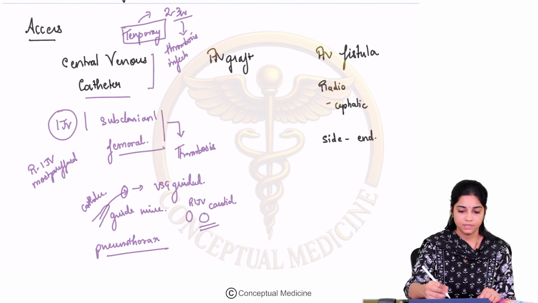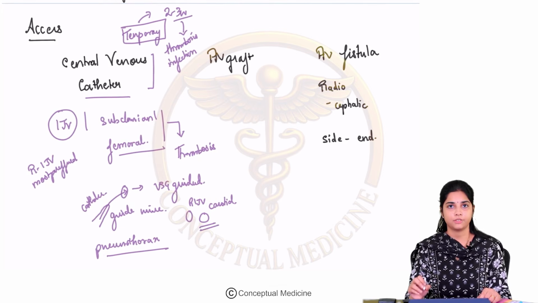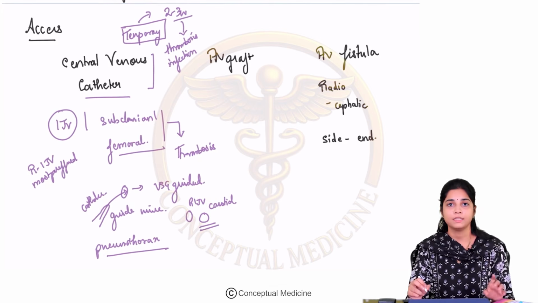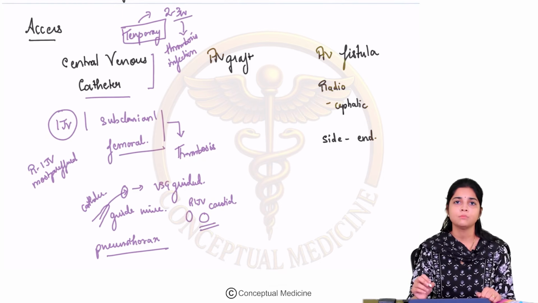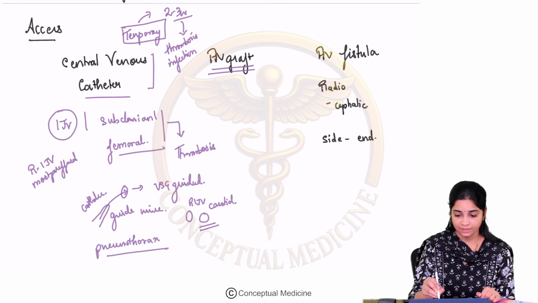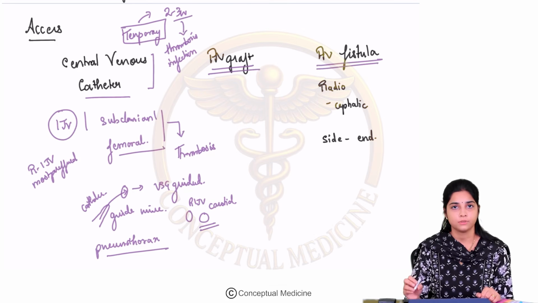like thrombosis and catheter related infection. Okay, so that is about your CVC access and why it is used only as a temporary purpose. Now, if it is used as a temporary purpose, then what are the other types of accesses that you can use? So, the other types of accesses that you can use are your AV graft and your AV fistula.